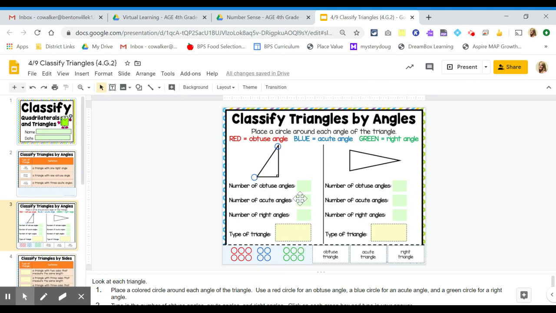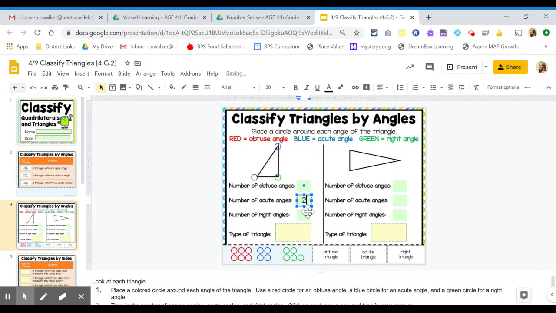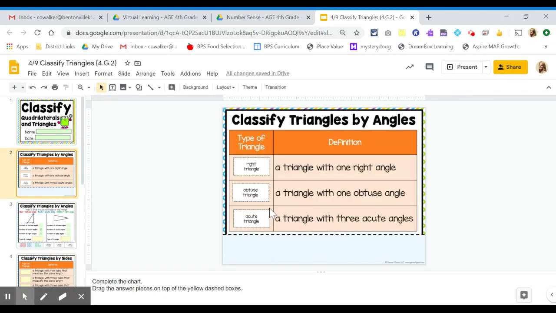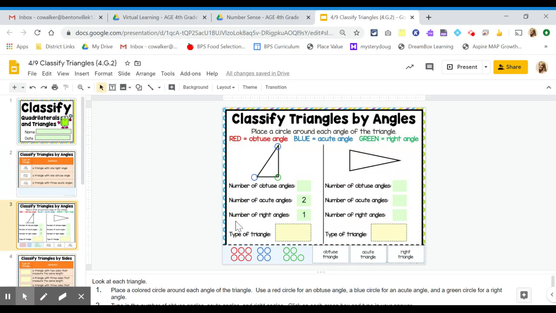And then you're going to take a green one, and it was a right angle. So this is just what yours should have looked like. Then you can go back and count the colors. Did we put any red circles? We didn't, because there were no obtuse angles. We had two blue circles, which means two acute angles, and one green circle, so one right angle. If we go back to our slide above, if there's one right angle, then it's a right triangle. So since we had at least one right angle, this one has to be a right triangle.